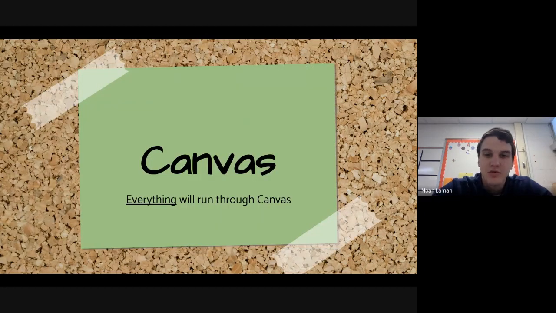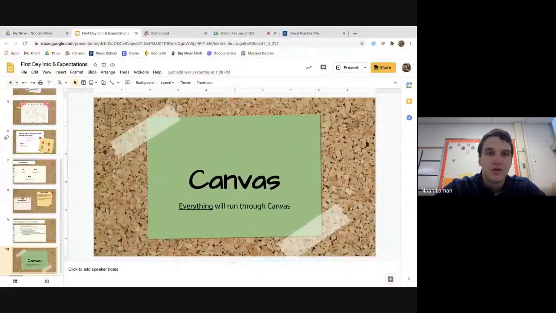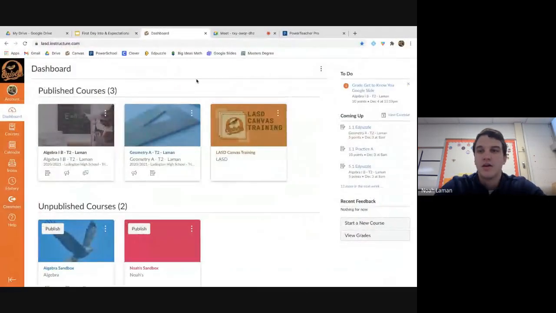Canvas. So everything that we do will run through Canvas, and that leads us into showing our Canvas page. So this video, I am posting the same video for my algebra class and my geometry class. So both classes are set up the same. So if you're in algebra, then the only thing that's going to show up for you is algebra. If you're in geometry, the only thing that'll show up for you is geometry. So whichever class you're in, again, this is the same video for both classes.